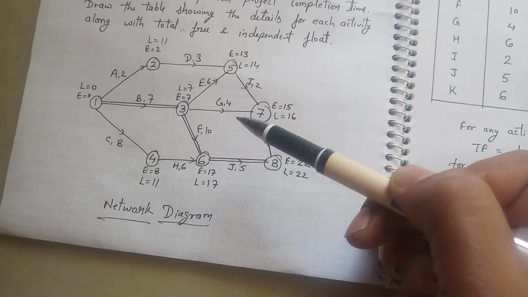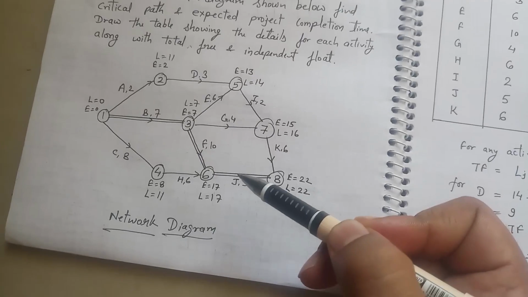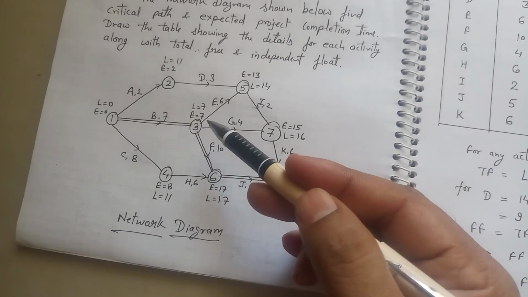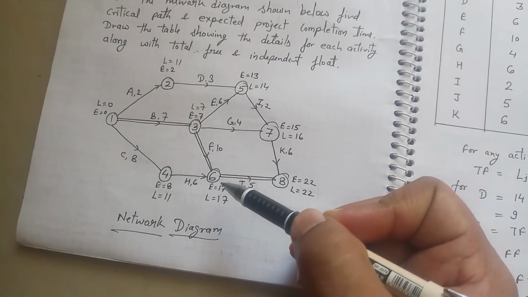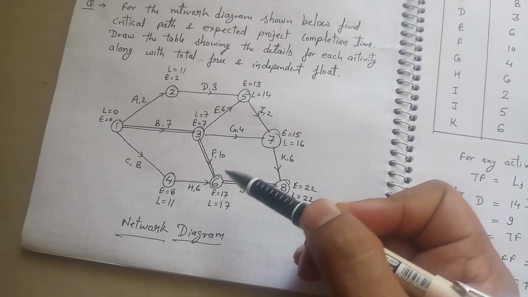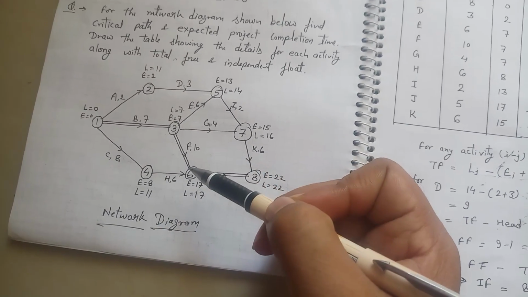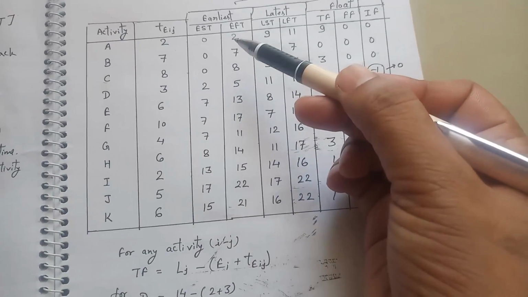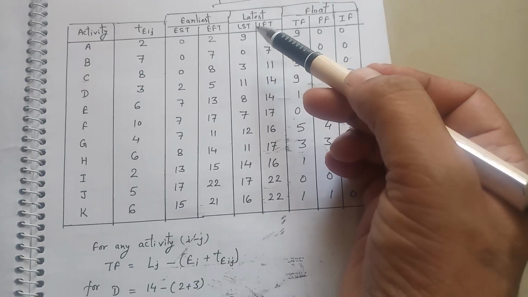Likewise, we also calculate for activities like J, or we can consider F. Here earliest start time is 7 and earliest finish time is 17. So we can also calculate for different paths, or different activities or events. We have different earliest start times and earliest finish times. Simultaneously we have to calculate the latest times.